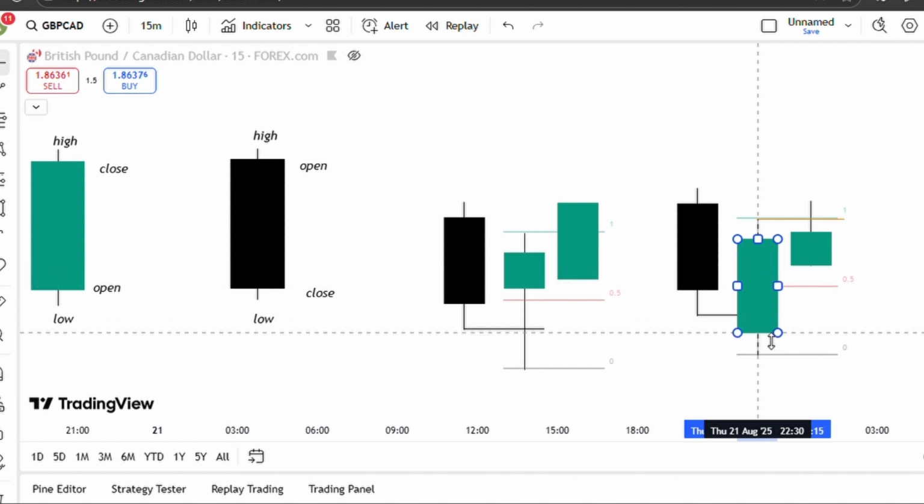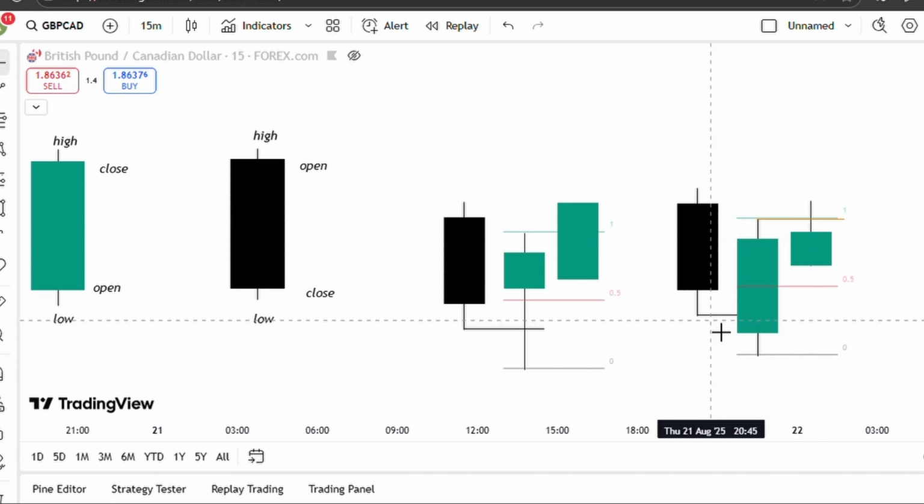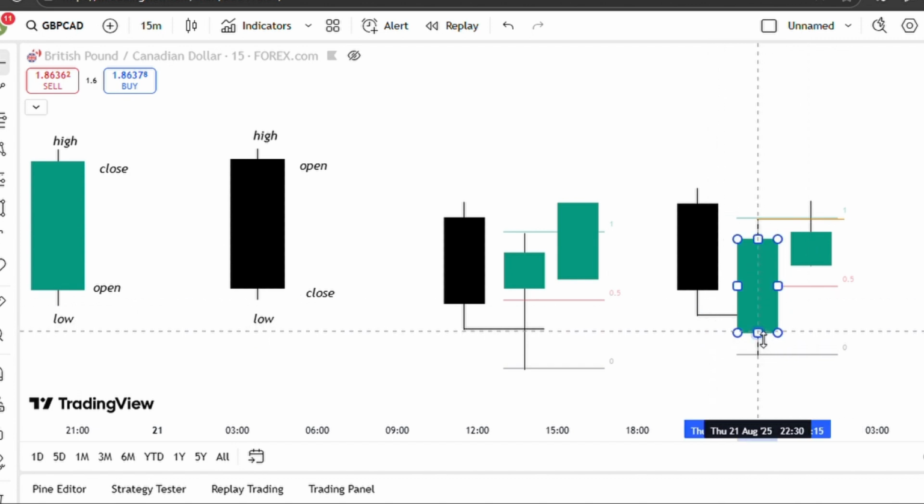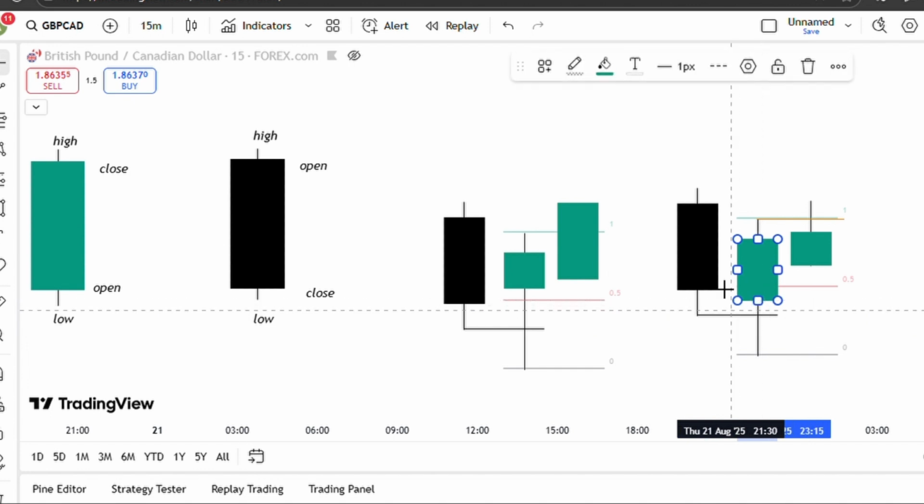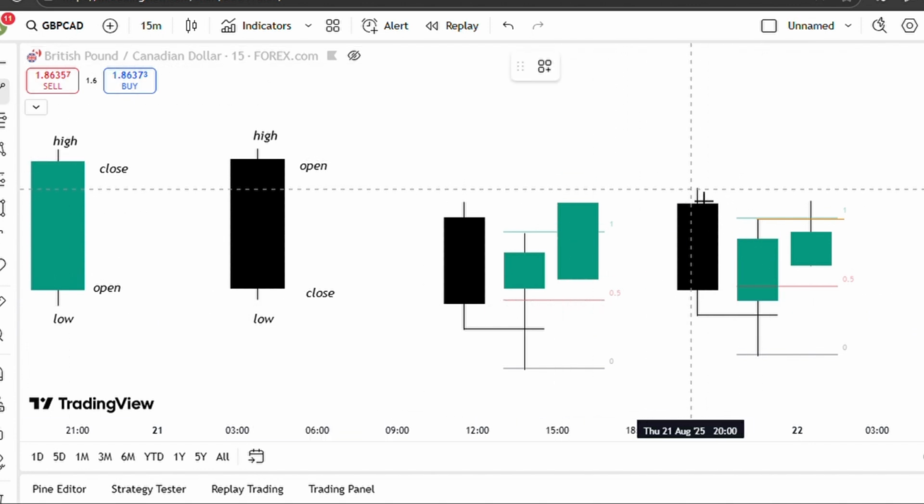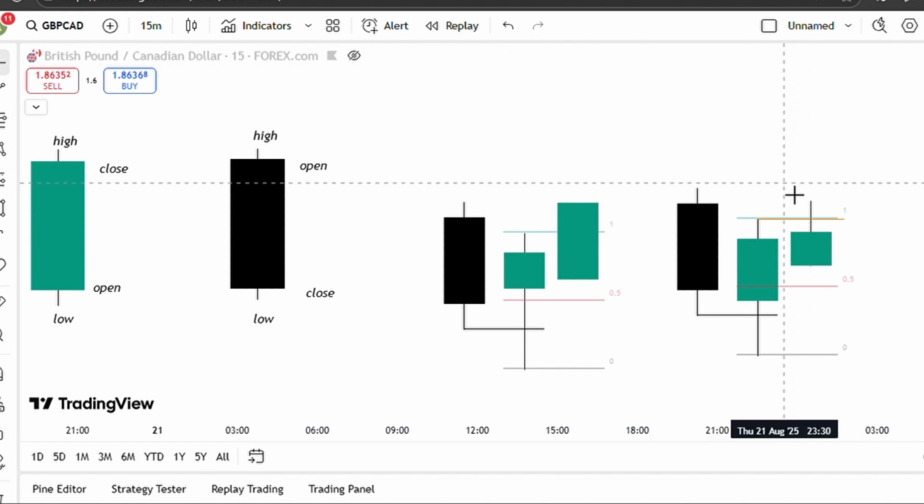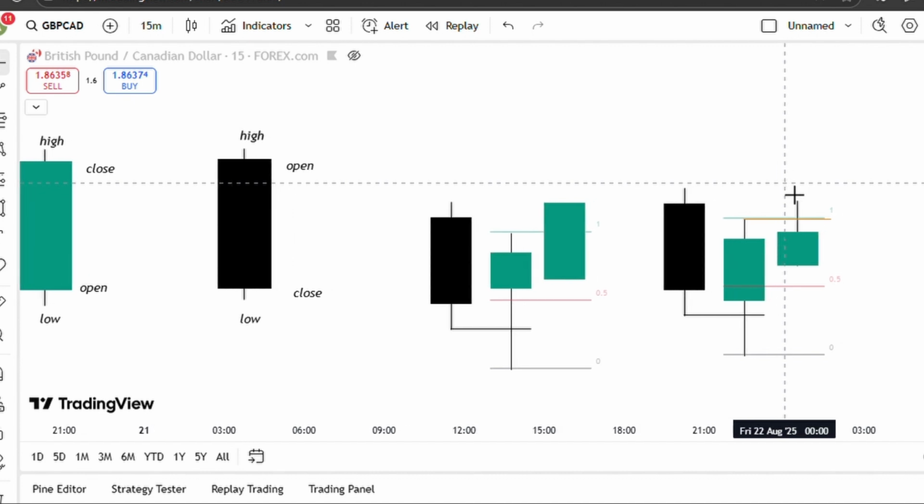If it does this, then it doesn't mean that it has closed inside. The body closed outside of it. We want the body to be inside the range of this first candle. Now this is the first candle's range, right? This is the range of it. So we want it to close inside of it. You get it? Of course, if you do not get it, we have to watch my previous videos so that everything will be clear for you.